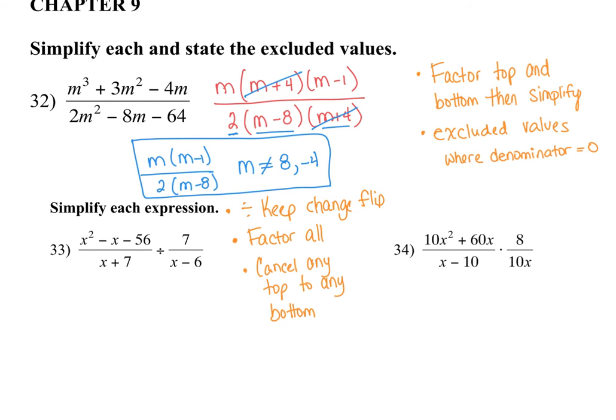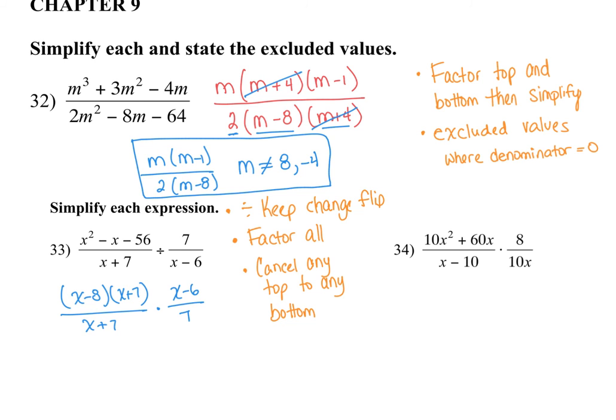So multiplication and division are really exactly the same. The only difference is that before you start with your factoring and canceling for division, you need to keep, change, flip. Other than that, it's identical. So for this first one, I'm going to keep the first one exactly the way it is, and I may factor as I go. So for this, I would probably do x minus 8, x plus 7 over x plus 7. Flip this guy, x minus 6 over 7.